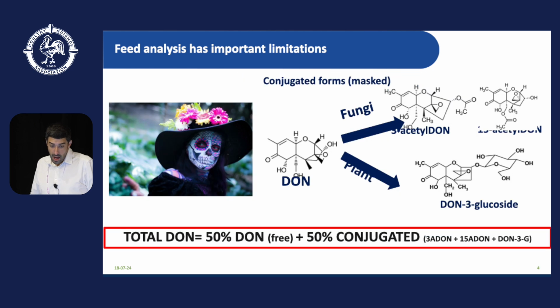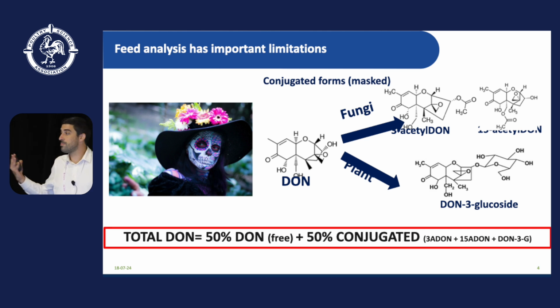And also, there are a lot of masked forms. What are masked mycotoxins? They are mycotoxins, metabolites produced by the fungi or the plant, that are not detected in the routine analysis, although when the animal ingests them they are converted to the free form, so they are as toxic as the free form, even though we cannot detect them in the routine analysis. Moreover, it has been estimated that 50% of the total DON, for example, is in conjugated, masked form, which is not detected in the routine analysis.